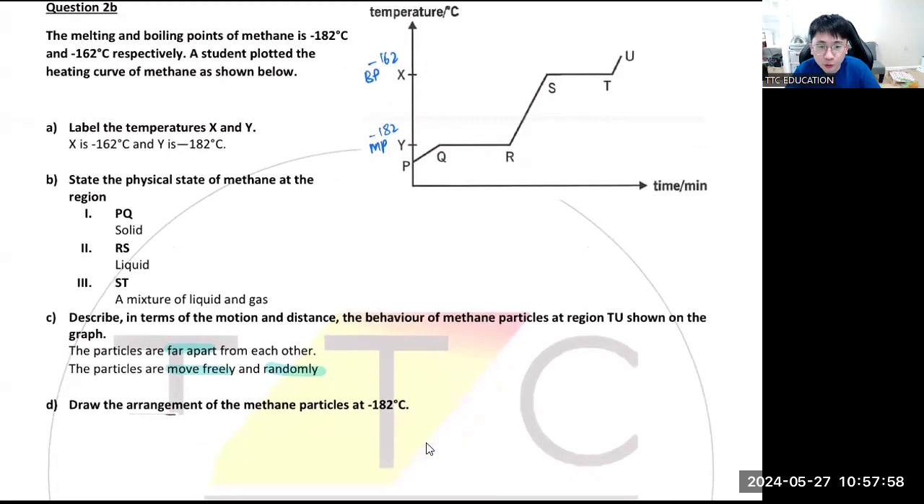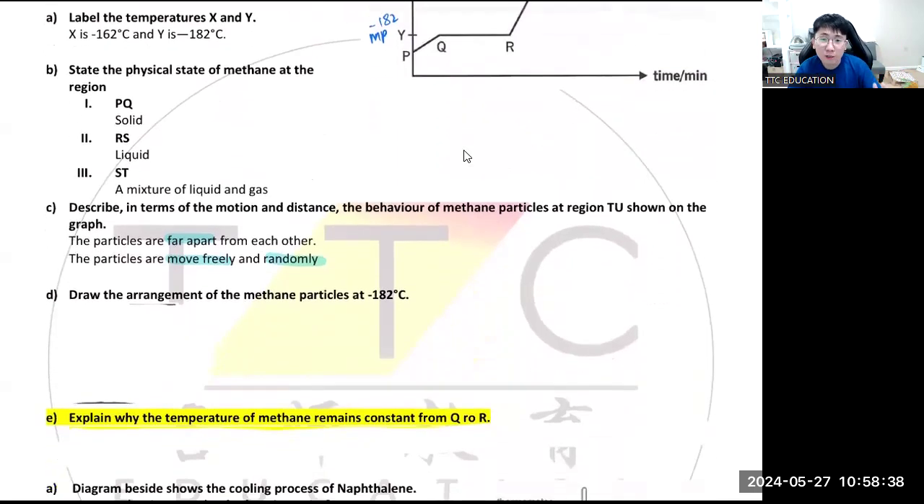Okay, and then draw the arrangement of the particles at negative 182. Okay, at negative 182, it's like the process of melting. Means it's not fully melted, or it's actually already started melting. So at negative 182, it's like solid, a bit solid, and then a bit liquid. So how to draw a bit solid, a bit liquid? How to draw? Because you all know solid is like closely packed, okay, nicely arranged, and then liquid is like further away already, and then it's like random arrangement. But how do I draw like half solid, half liquid?